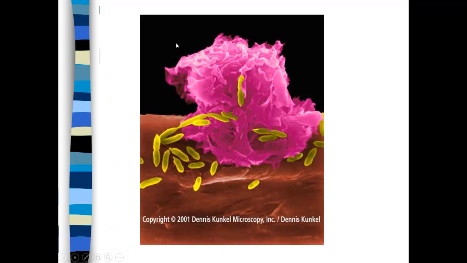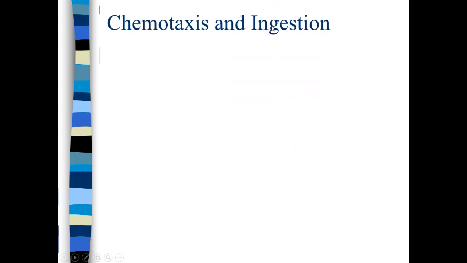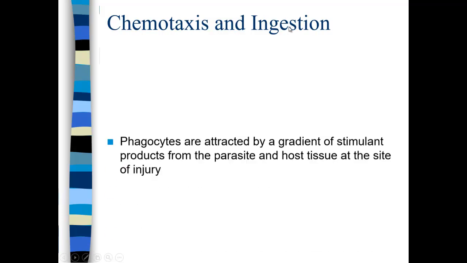Okay, and here's a phagocyte. This is a large macrophage. You can see it's right on the surface of a blood vessel and starting to phagocytose bacteria. Okay. In terms of how the phagocytes work, they work by chemotaxis, and once they arrive on the scene, they can start to ingest bacteria.